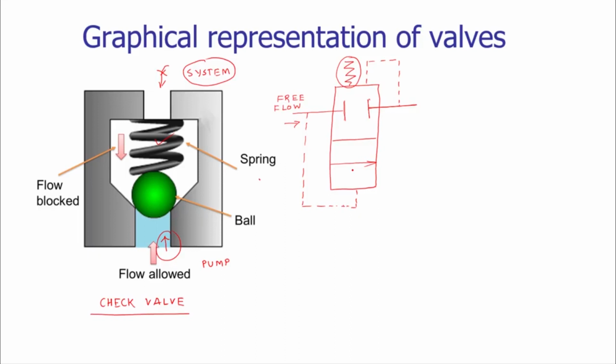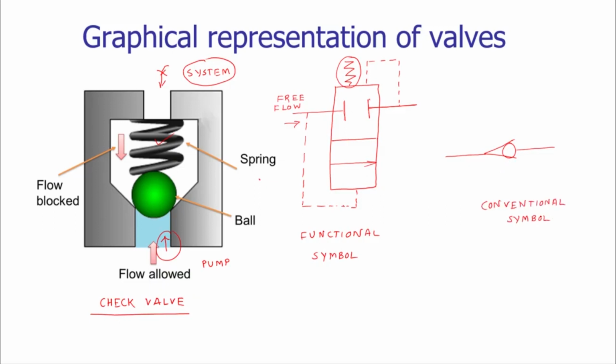Though the construction of the check valve is very simple, and its operation is also very simple, the representation is very complex. So in the conventional way, we are representing this valve by using an arrow and a circle, and there is the flow line. So in this way, conventionally we are representing the check valve. This is the functional symbol, and this is the conventional symbol.